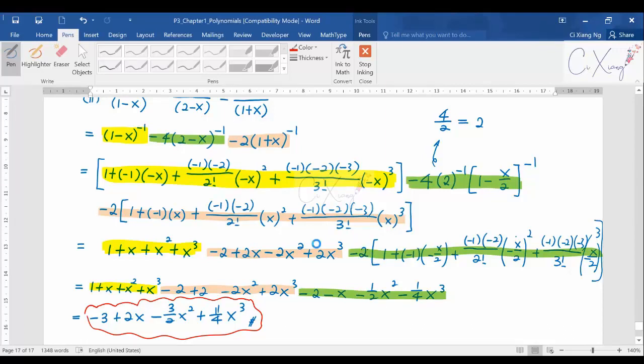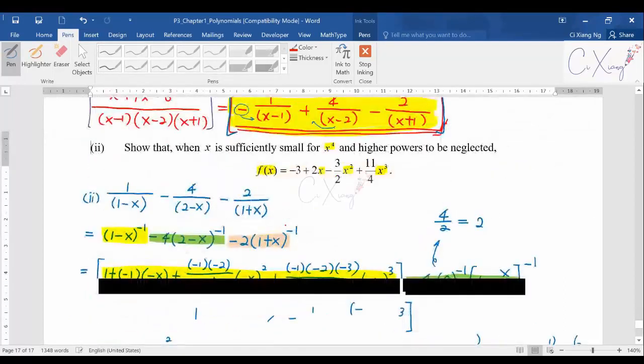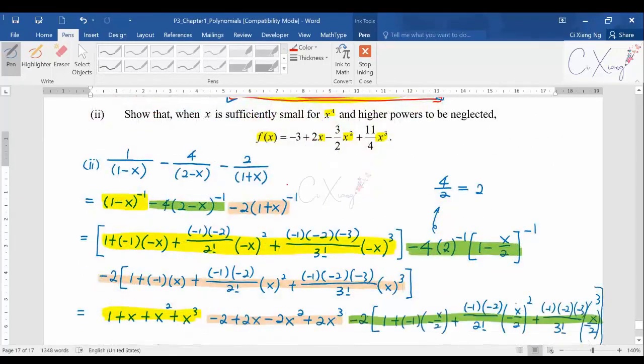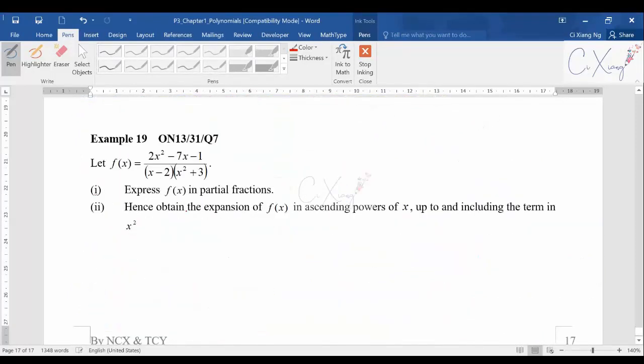Is it example 18? Wait, my file hang already. Yeah, example 18. So example 19, I will just keep it for you to try out. The style is more or less the same also. The first part, they ask you to do the partial fraction, and after that, the second part, they ask you to expand it. So first part, the answer is negative 1 over x minus 2 plus 3x minus 1 divided by x squared plus 3.